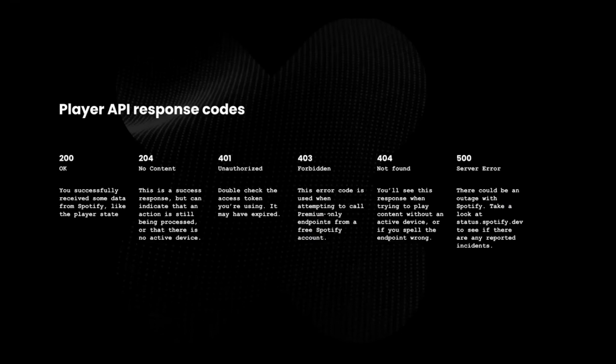Another code that exists with the player API is 403 forbidden. So this is the code that you'll see if you're attempting to call a premium only endpoint from a free Spotify account. One useful thing to know here is that with the 403 code, if you look in the response body, you can actually find extra information often about why you're receiving a 403 response from the API call that you made.